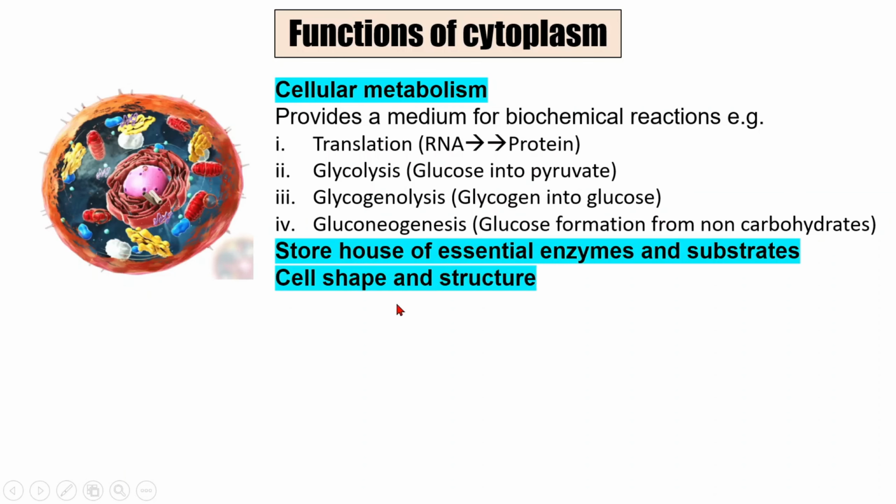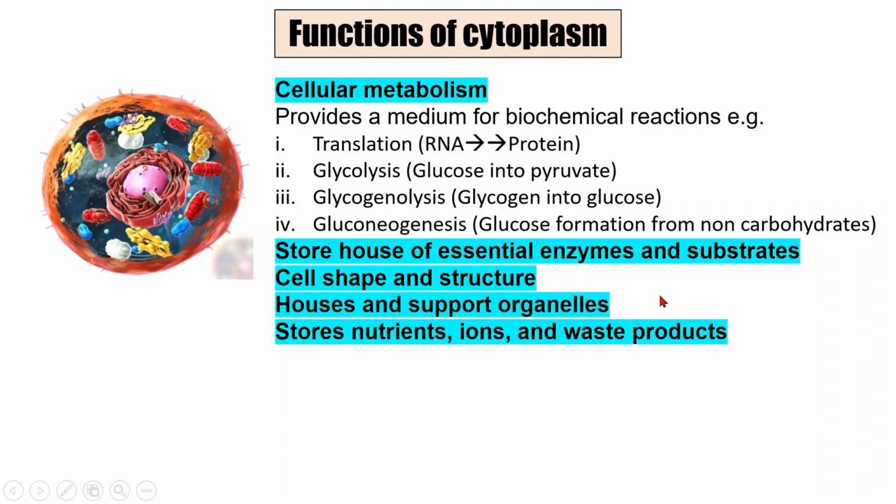Next, cytoplasm is a storehouse for vital enzymes and substrates. Also it gives a specific shape and structure to the cell because it is viscous and the peripheral part is more viscous as compared to the central, so it gives a shape and structure to the cell. Cytoplasm provides space and houses the cell organelles. That is, cell organelles are living in the cytoplasm. It stores nutrients, ions, and waste products.